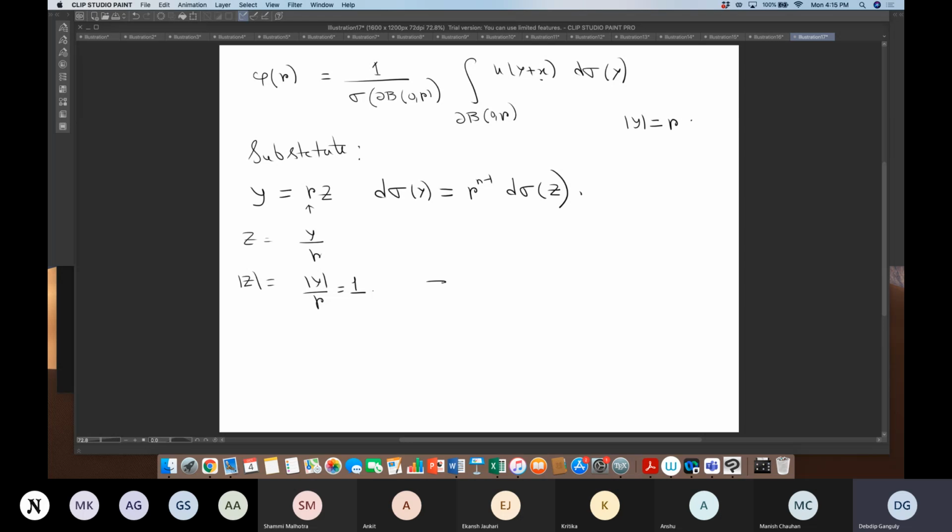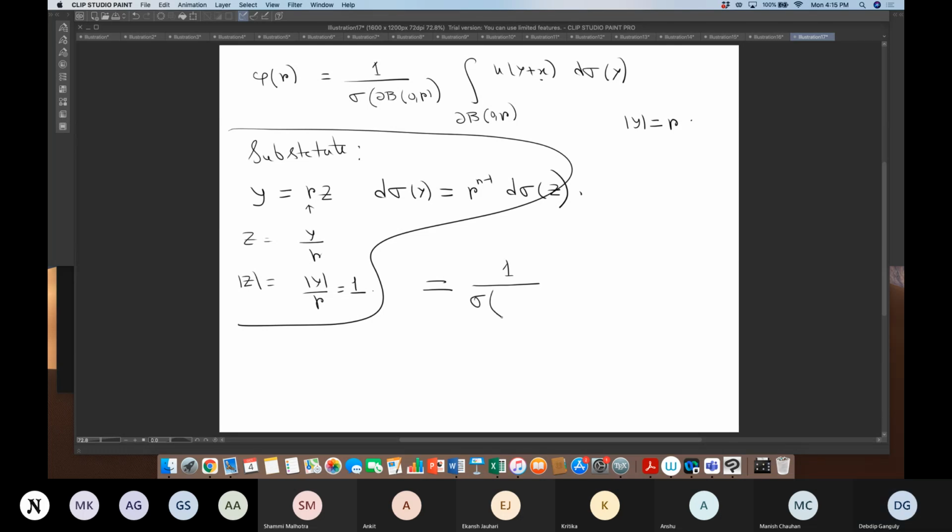Clear. So now the integral will be equal to just the above integral with this substitution. What will be the above integral? 1 by, y is your rz, r to the power n minus 1 d sigma z. Now where is this z? Integral over, earlier it was ∂B(0,r). Now what is your z? ∂B(0,1). Is that clear?